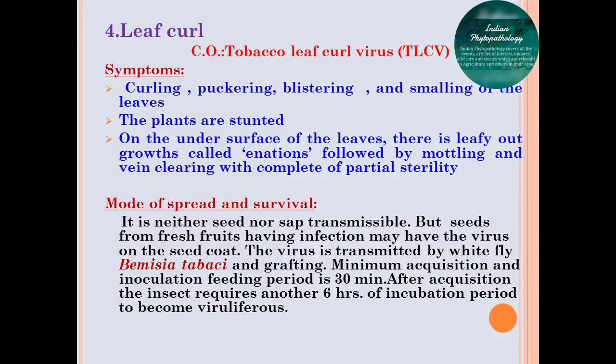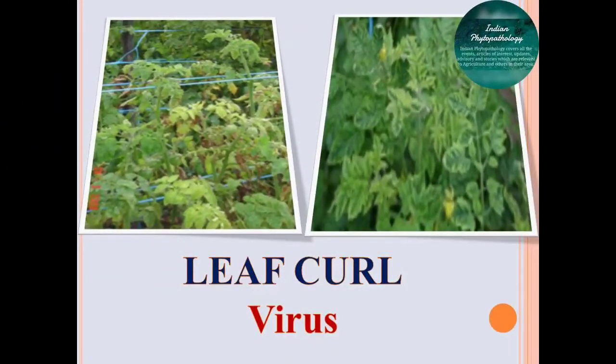The next most important disease of tomato is leaf curl. Its causal organism is tobacco leaf curl virus, TLCV. Symptoms of this leaf curl virus we have already seen in the earlier crop, that is curling, leaf puckering, blistering, and small leaves, and this is a viral disease.